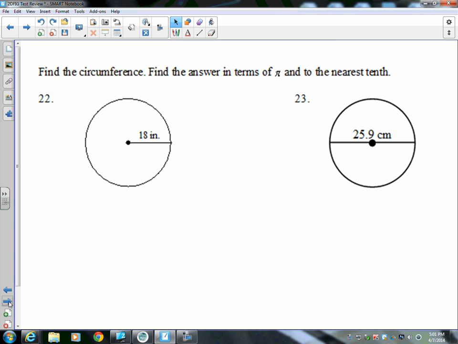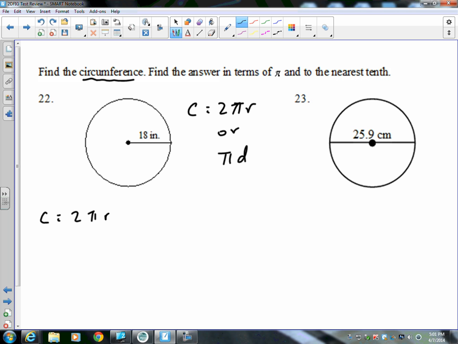Next question, number 22. We're given some circles. It says find the circumference. The equation is either going to be 2 pi r or pi times diameter. We're given radius on this one, so let's go ahead and use 2 pi r. Let's plug in our radius. So 2 times pi times 18.